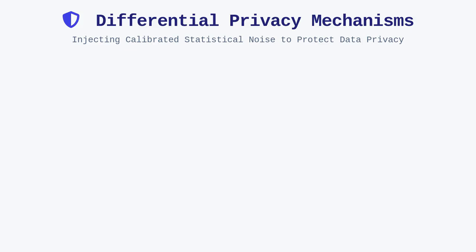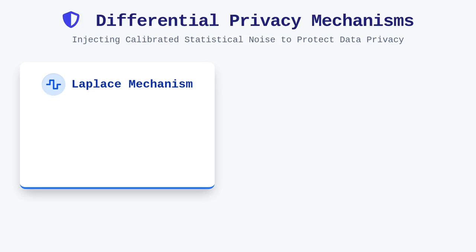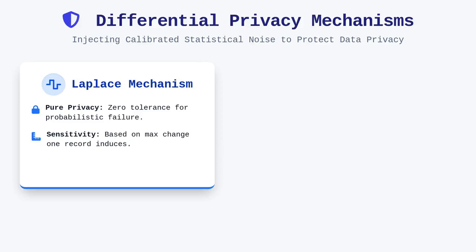To achieve these properties, we must inject calibrated statistical noise into our query results or the underlying data itself. There are two primary mechanisms for this: the Laplace mechanism and the Gaussian mechanism. The Laplace mechanism is best suited for scenarios where we want to satisfy pure epsilon differential privacy, meaning that we do not allow any probabilistic failure in our privacy guarantee. For a specific query, we calculate the sensitivity, defined as the maximum change one record can induce on the query result, and we draw noise from a Laplace distribution scaled by this sensitivity divided by epsilon.